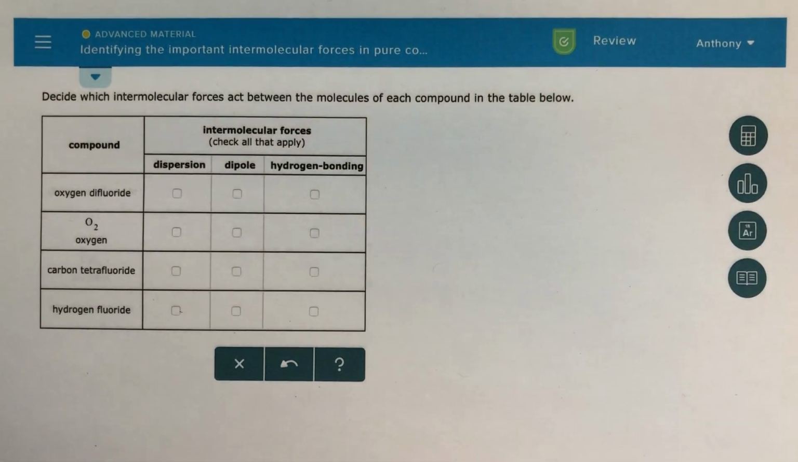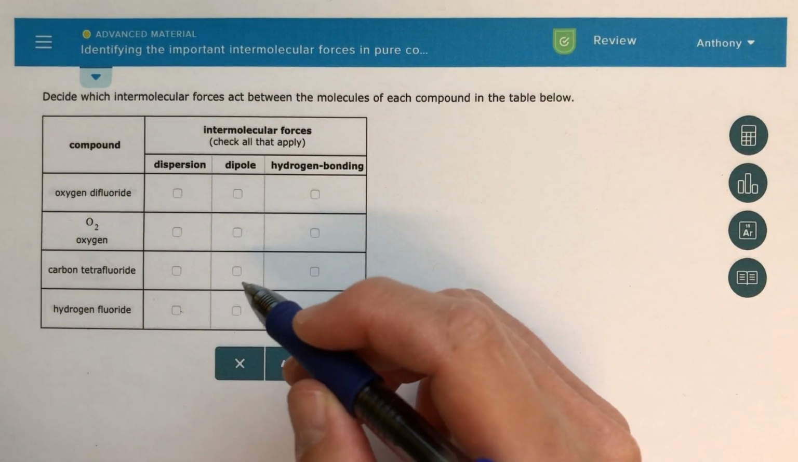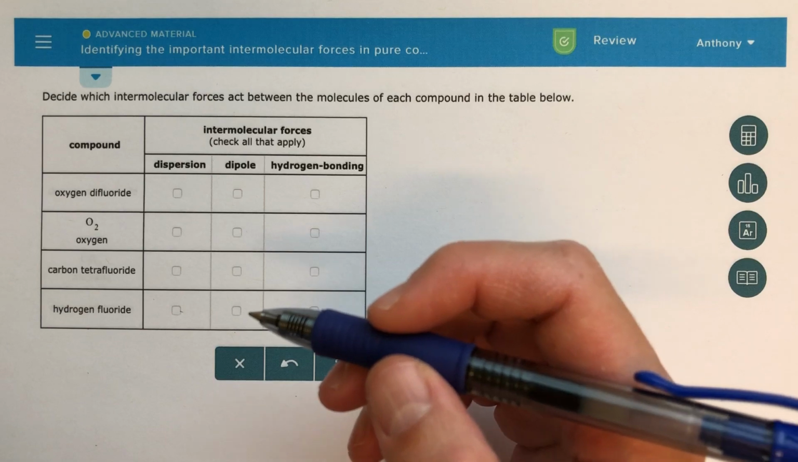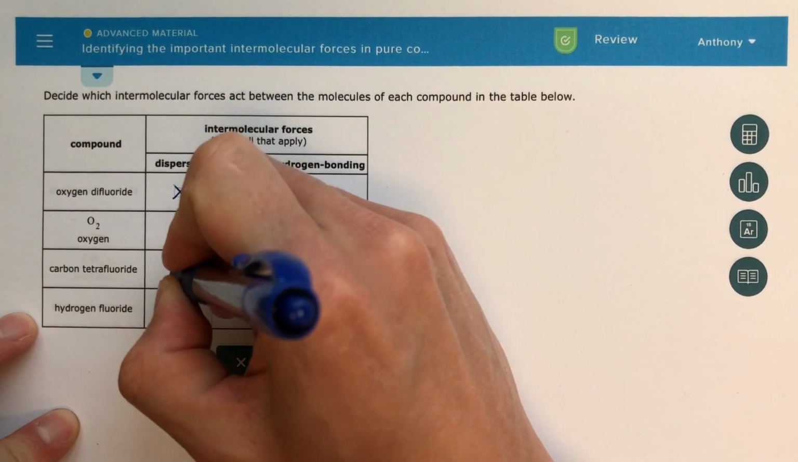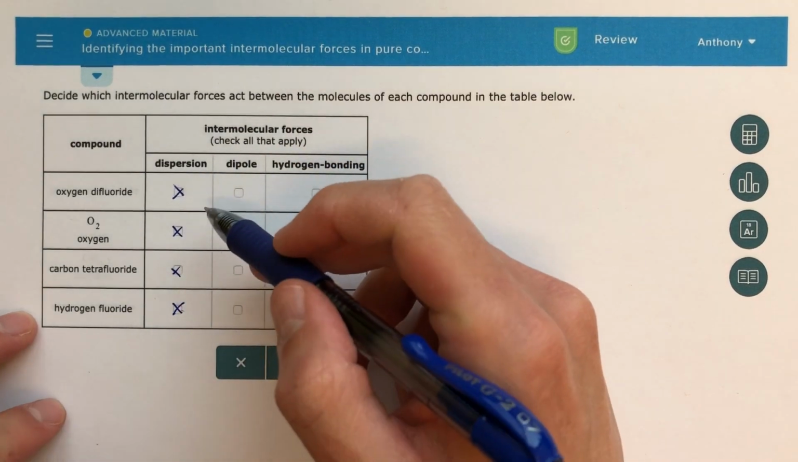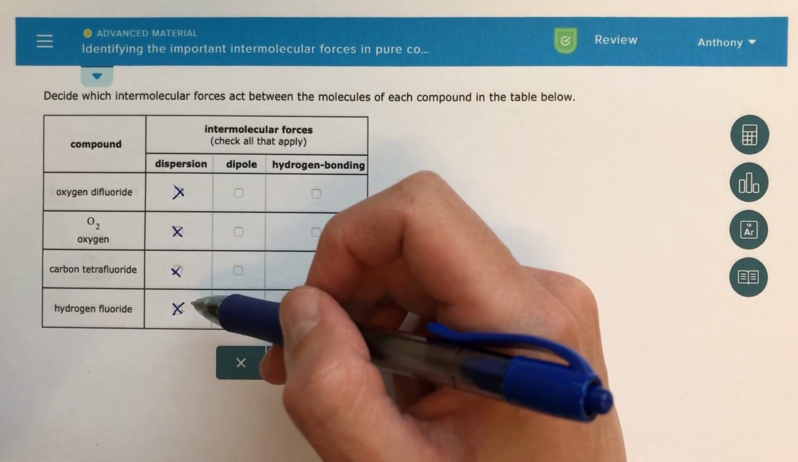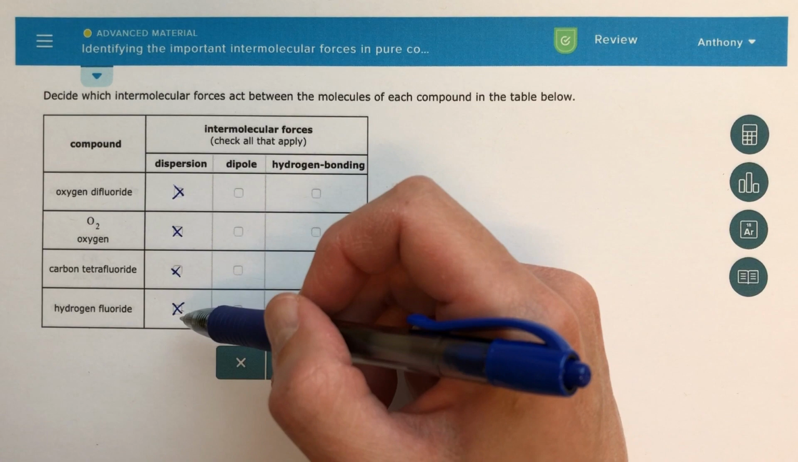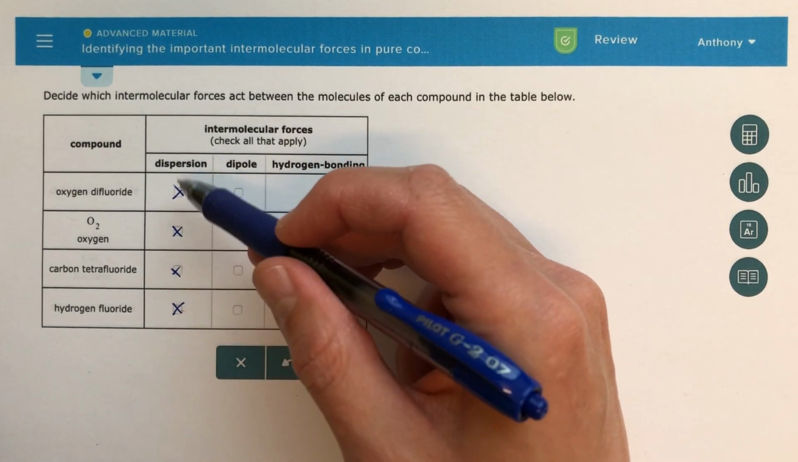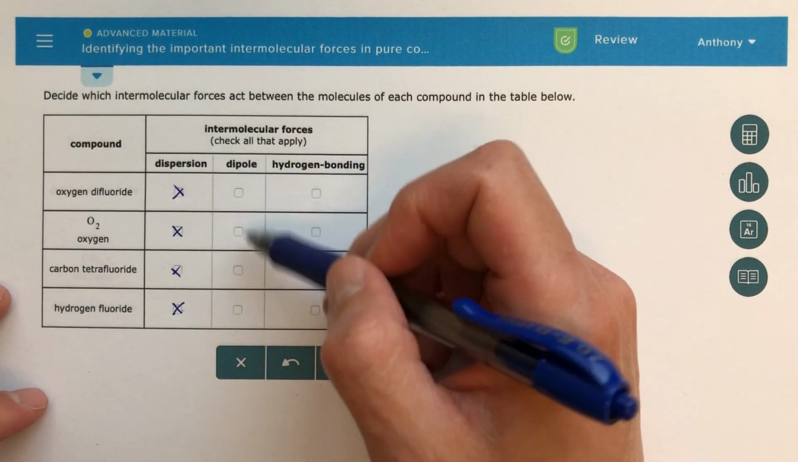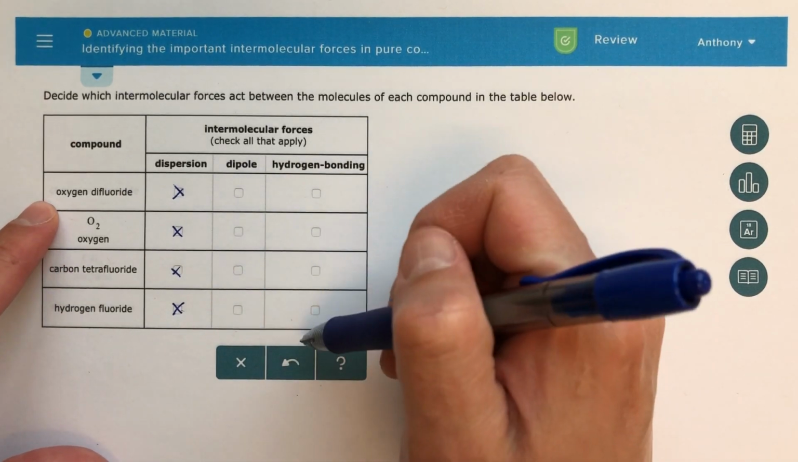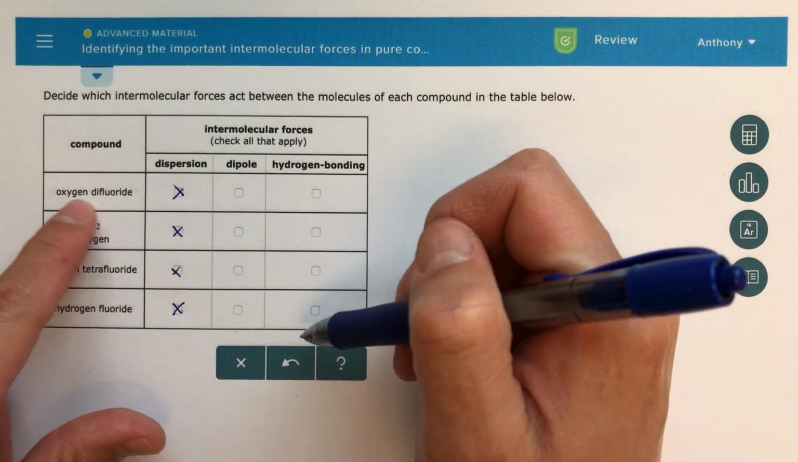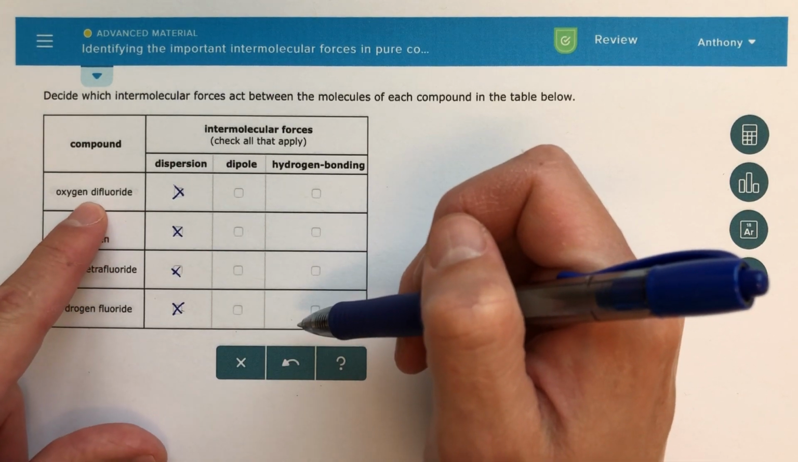So the first thing that I should mention is that all of these are always going to have dispersion forces. So it's sort of redundant, but every molecule, as long as it's got electrons, which all molecules will, is going to have dispersion forces. So you can always check all of these boxes. Now, for the other boxes, we really need to understand what dipole-dipole interactions are, what hydrogen bonding is, and also what the Lewis dot structures of these compounds actually look like.